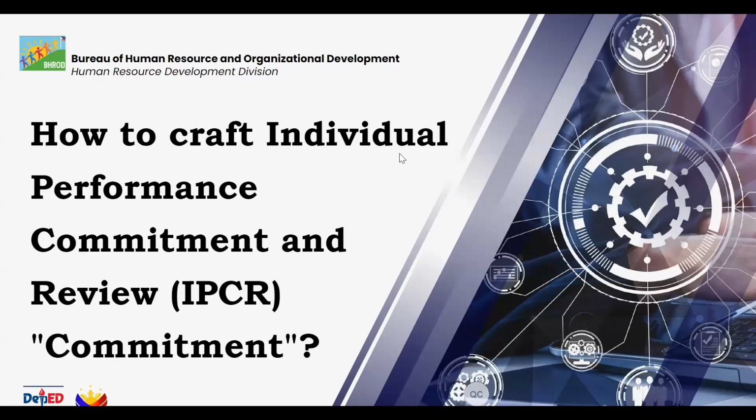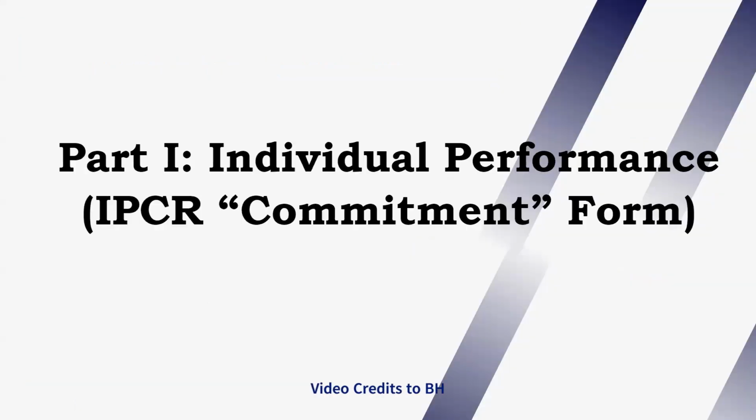How to craft IPCR commitment. Part 1, or the Individual Performance Commitment and Review (IPCR) commitment form, is accomplished at the beginning of the RPMS cycle, which is the performance planning and commitment. For non-school based, it is crafted from December to January, while for school based, it is crafted 1 month prior to the opening of classes.